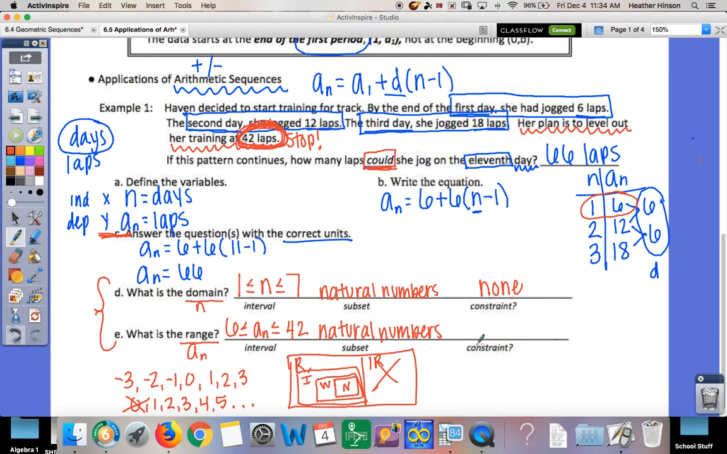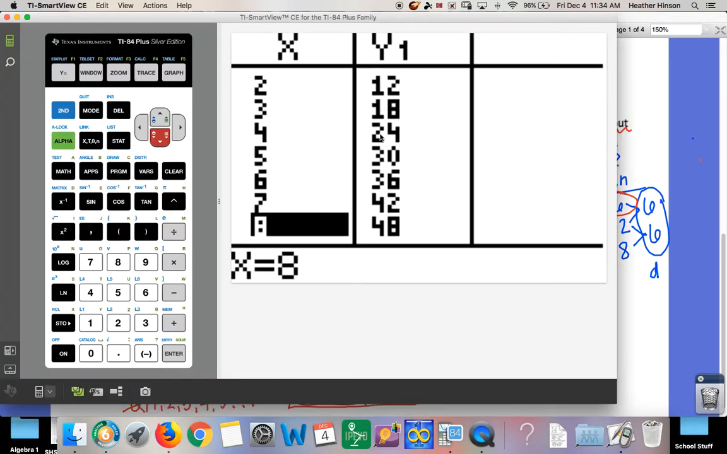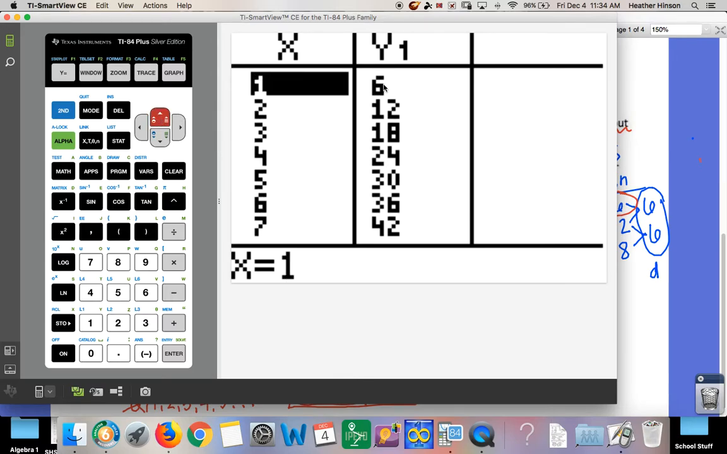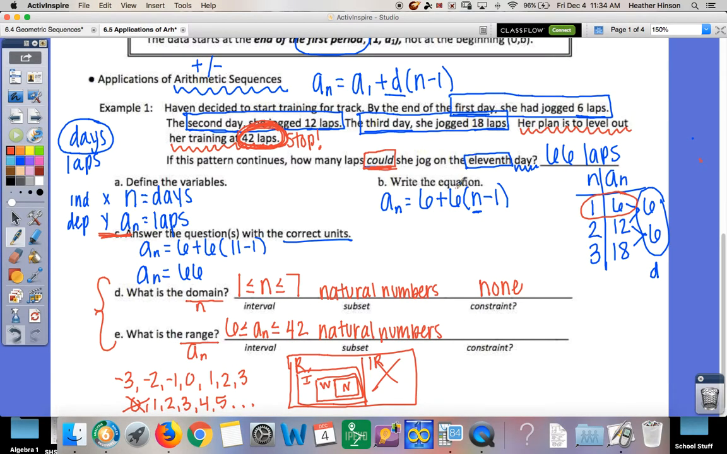And is there a further constraint? Are we getting every single number between 6 and 42? We can go back to our table for that. Did we get every single number here? No. We only got 6, 12, 18, 24, etc. all the way up to 42. We were counting by 6. So that's your difference here. These are multiples of 6. Perfect.